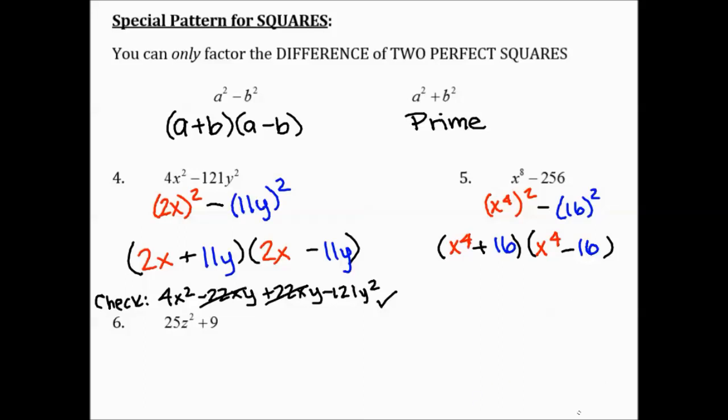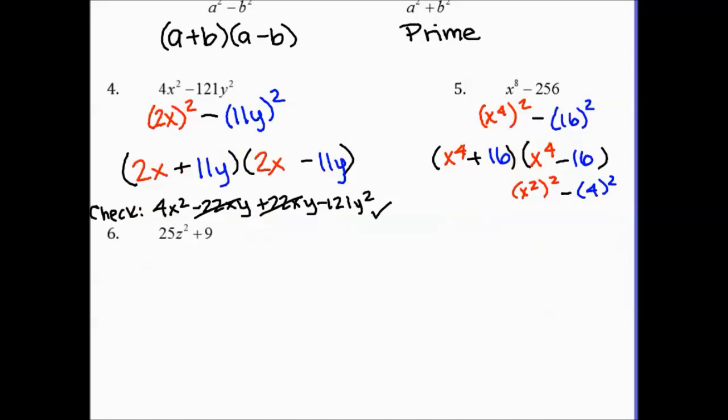But we have not completely factored this, because if we look carefully, x to the fourth minus 16 is still the difference of perfect squares. X to the fourth is x squared, squared, and 16 is 4 squared. So we can continue to factor that one. However, x to the fourth plus 16 is prime, so we can't do anything else with that factor. So x to the fourth plus 16 comes down, and we have x squared plus 4 and x squared minus 4.